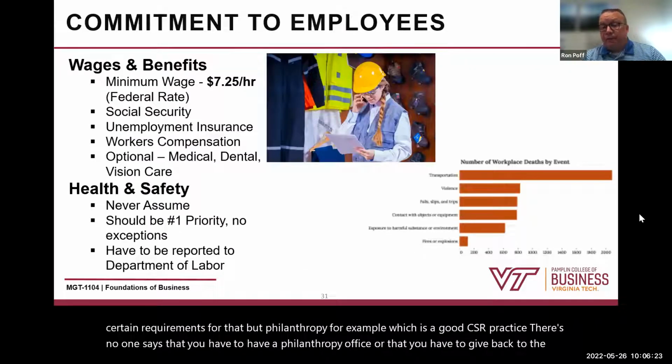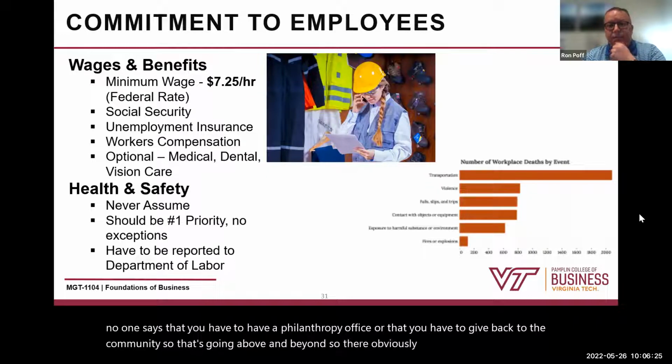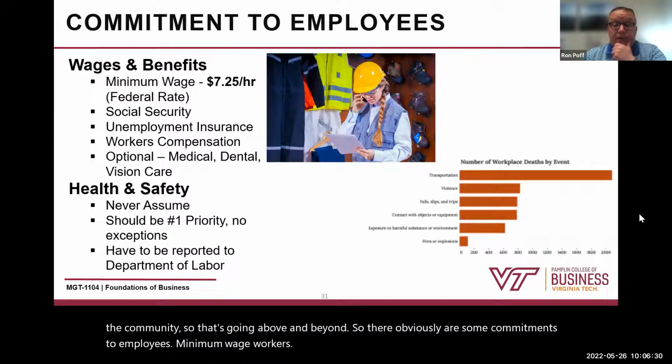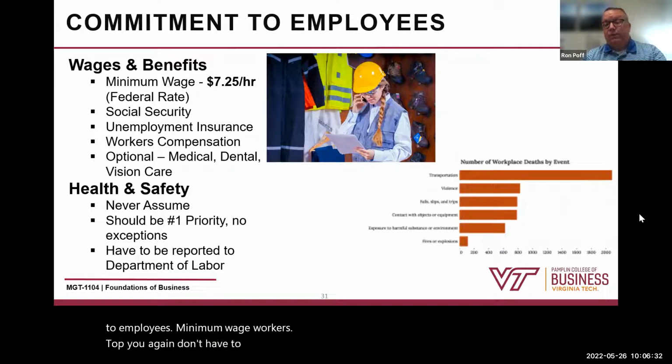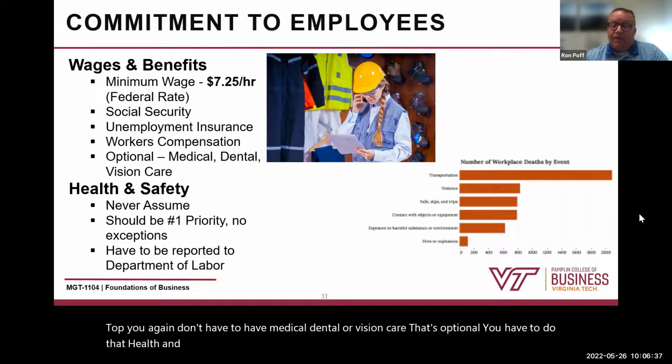So that's going above and beyond. So there obviously are some commitments to employees: minimum wage, workers' comp. Again, you don't have to have medical, dental, vision care. That's optional. Health and safety, very, very important.